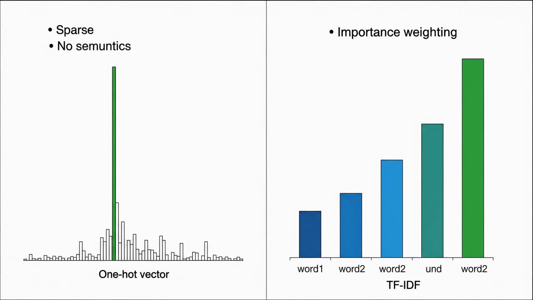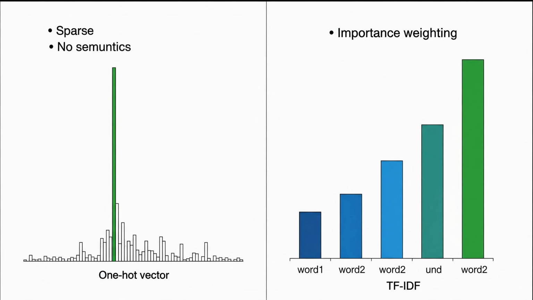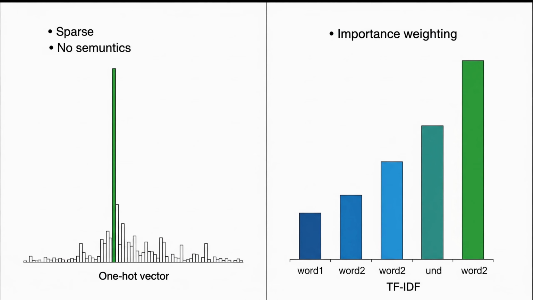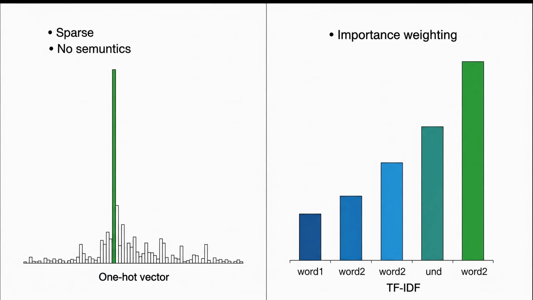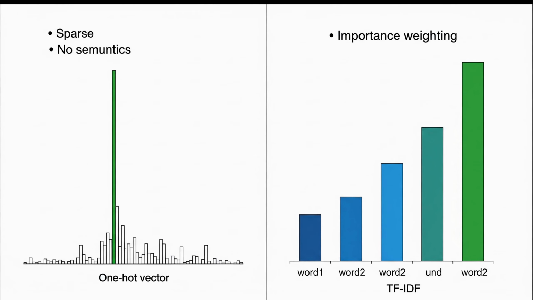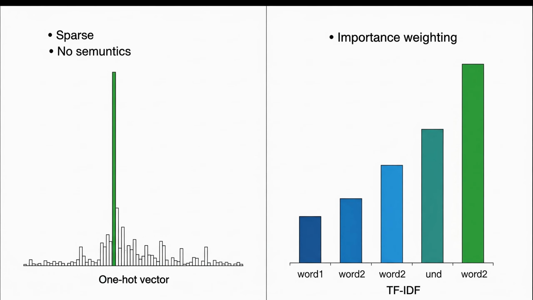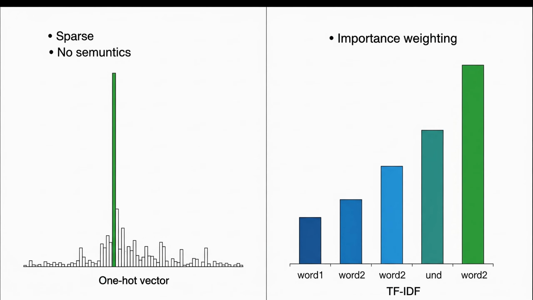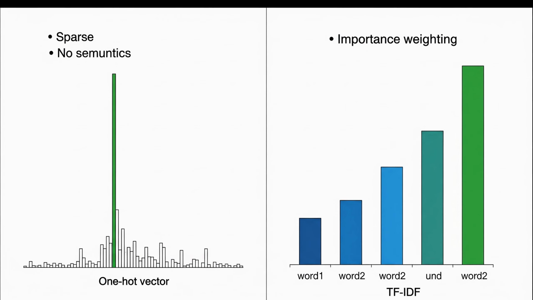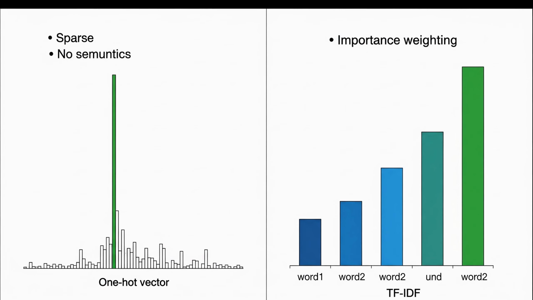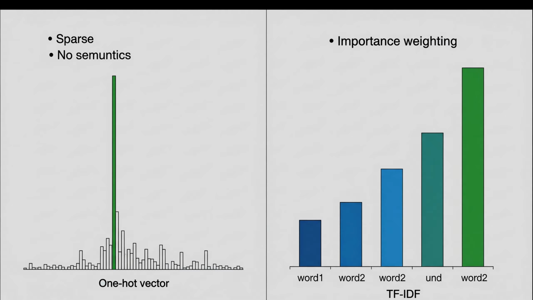Let's start with the basics. One-Hot and count-based embeddings like TF-IDF. One-Hot encodes each token as a vector with a single one, very sparse. TF-IDF weights tokens by importance across documents. These are simple and fast, but they don't capture semantic similarity between different words.